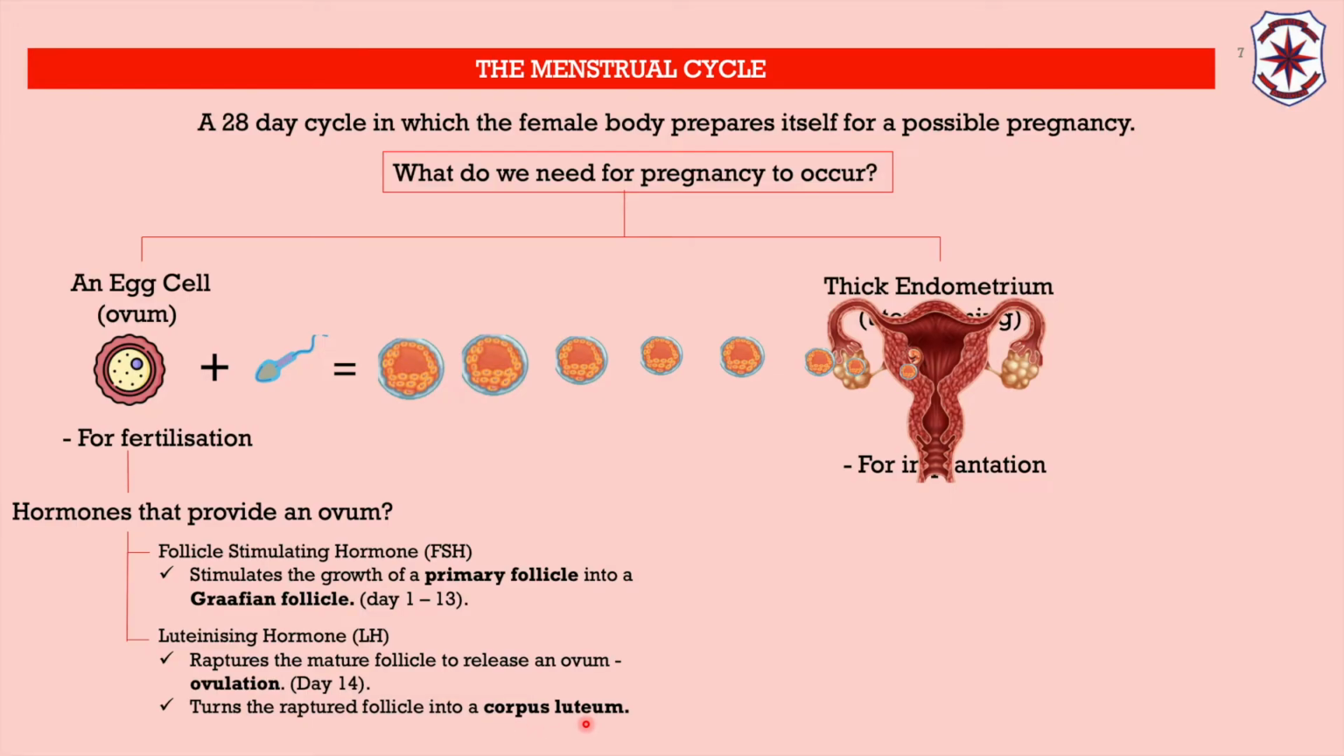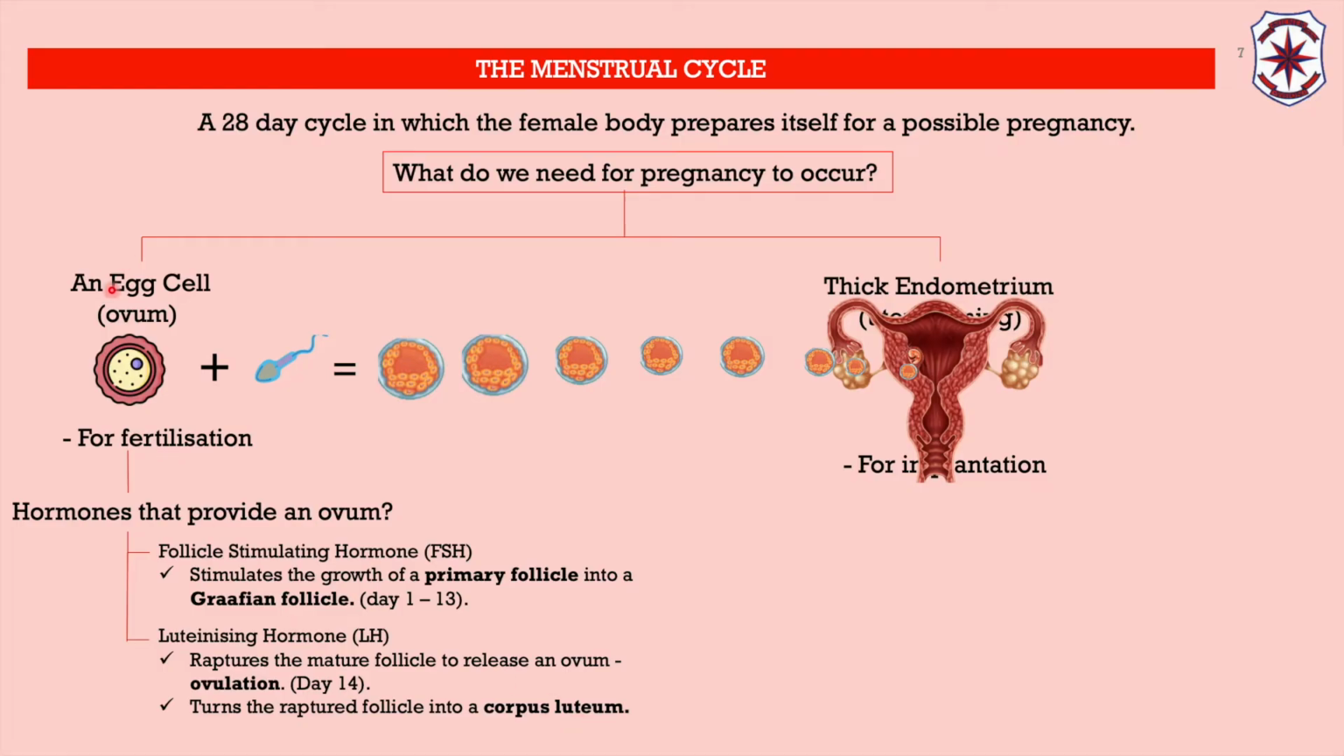Remember, guys, we must stick to the language used in the examination guidelines. So we're not going to call the corpus luteum a yellow body. We rather call it by its scientific term, which is the corpus luteum. Now, what is the corpus luteum? The corpus luteum was the ruptured follicle. LH converts the ruptured follicle into a corpus luteum at day 14 of the menstrual cycle.